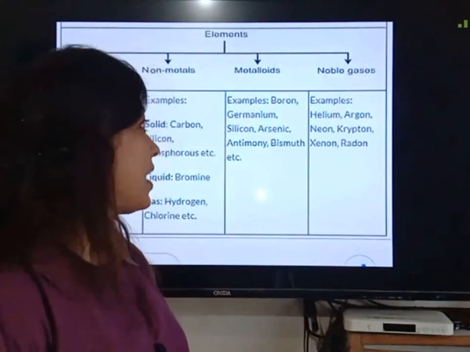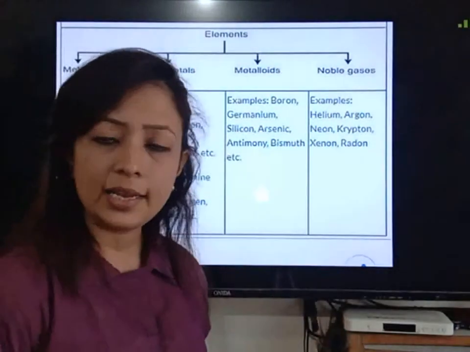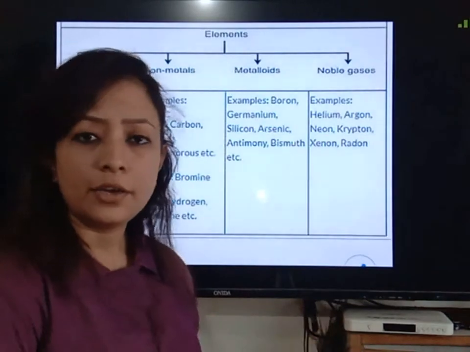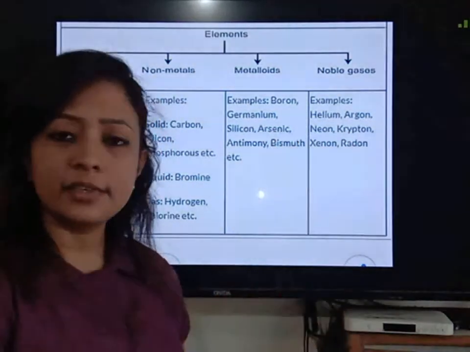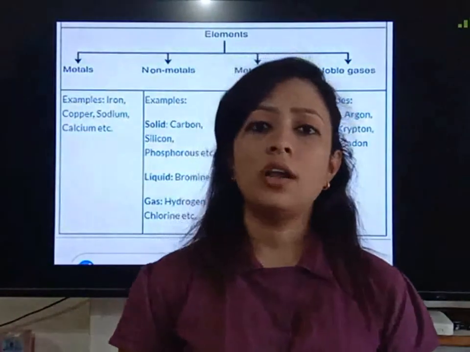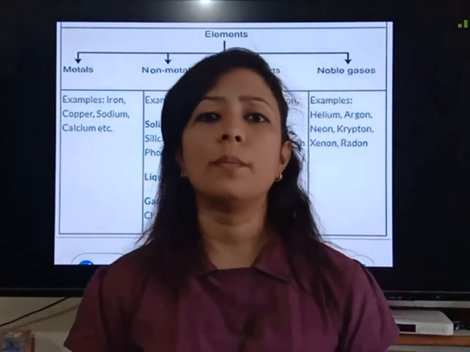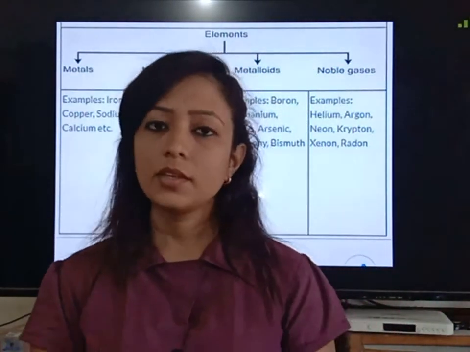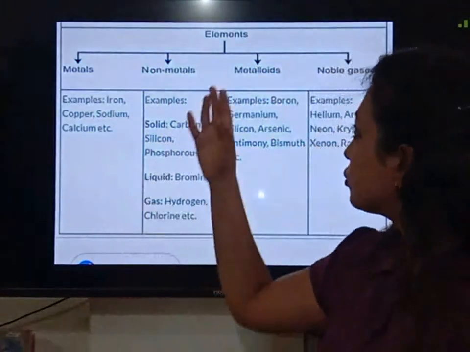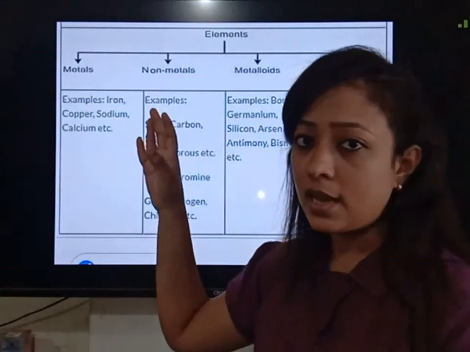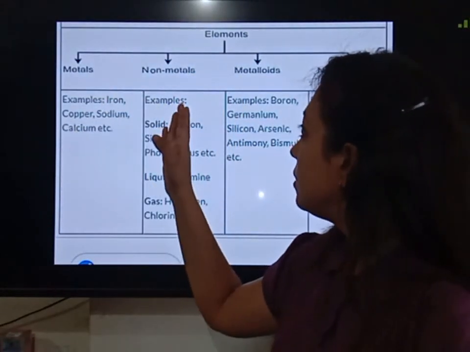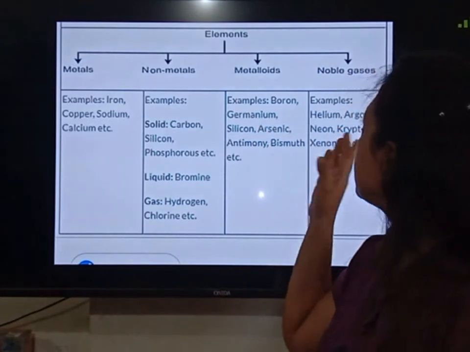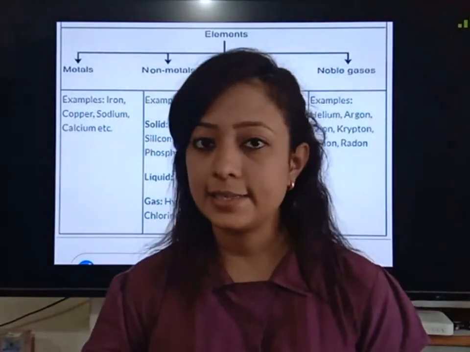So what are their examples? For example, helium, argon, neon, then krypton, xenon, radon. These all are examples of the noble gases. So this is about the classification of elements, where elements are categorized as metal, non-metal, metalloids and noble gases.